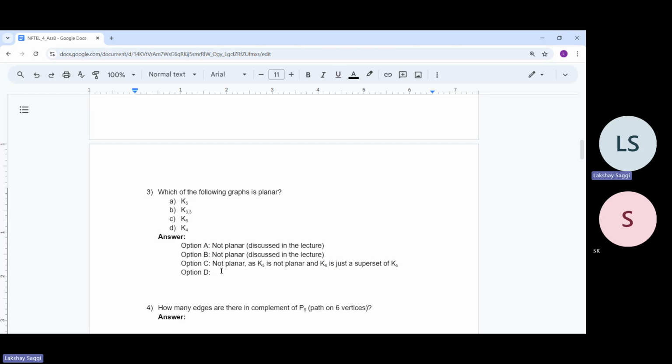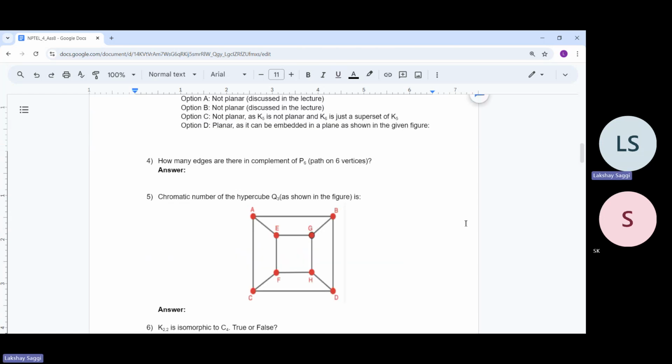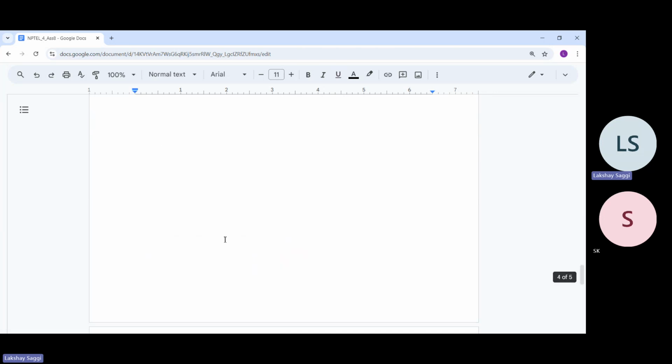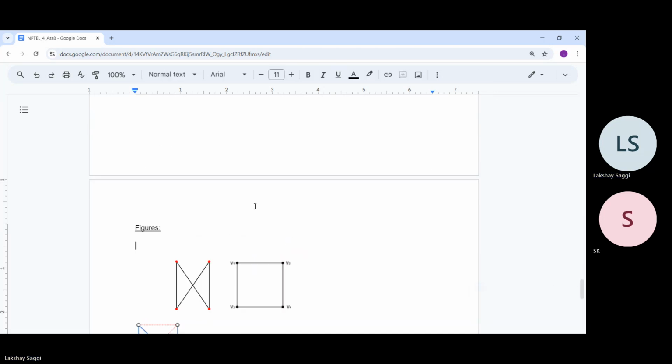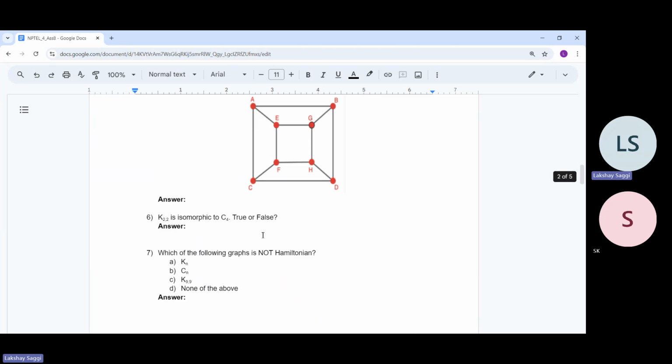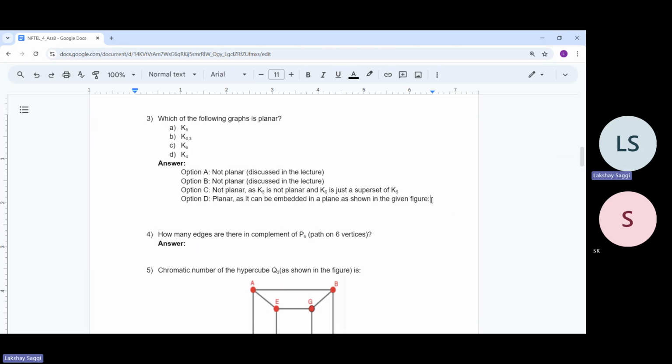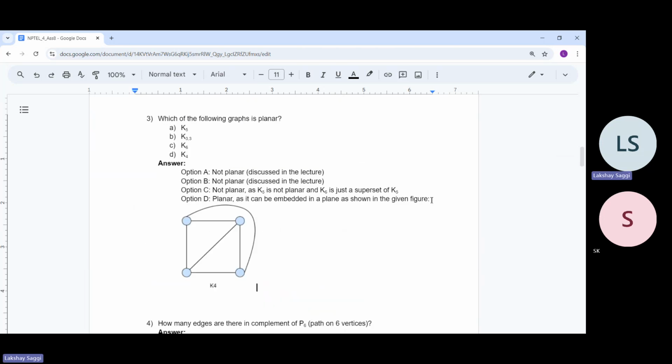And actually, this turns out it is planar as it can be embedded in a plane. And what's the embedding? I'll show you the embedding also, as shown in the given figure. I'll show you guys the figure also. So I just kept these figures at the end. So when we arrive at the actual question, we discuss these.